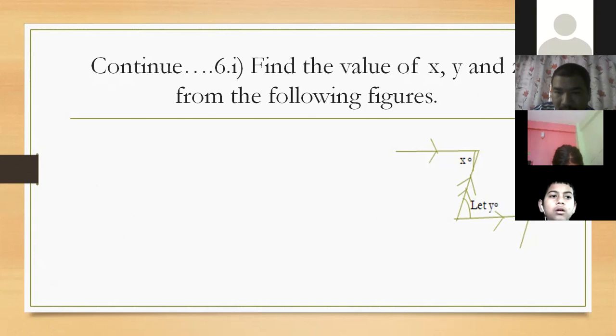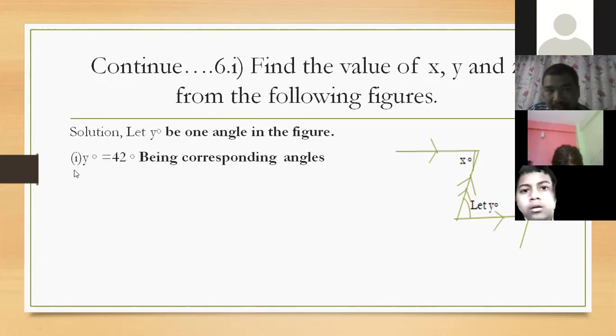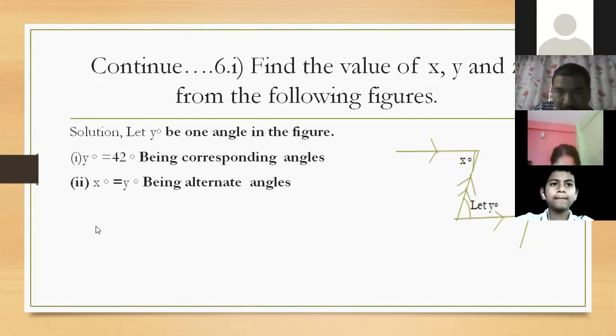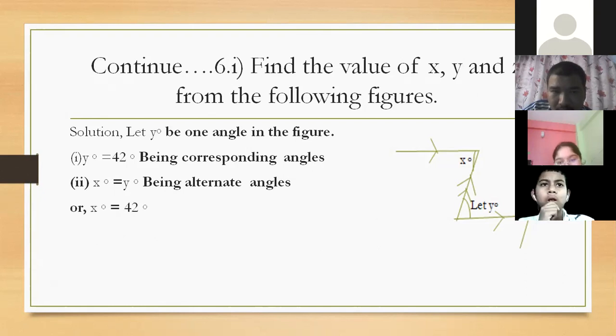Okay, Prajwal, you also tell please. Those who know, show the reaction and tell the answer. Y degree equals 42 degree being corresponding angles, and x degree equals y degree being alternate angles. Are you clear, children, about this solution? Yes, sir. Therefore, the value of x is 42 degree here.